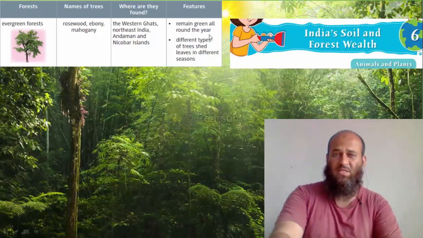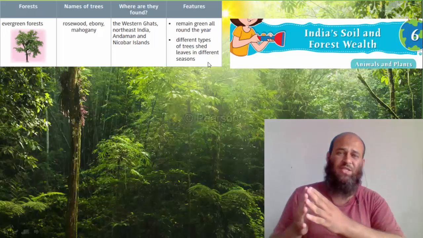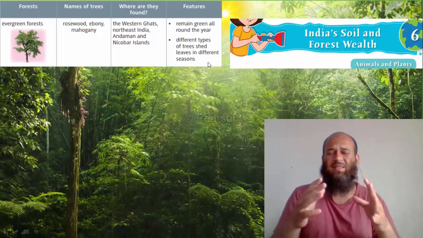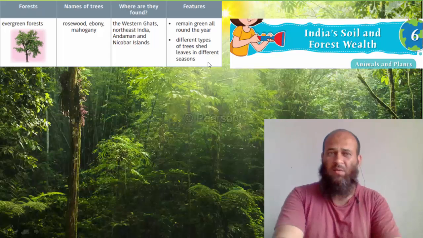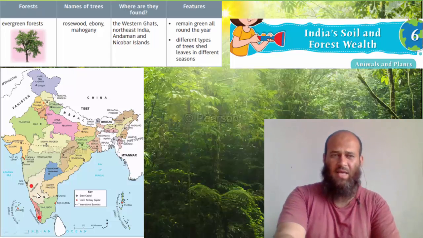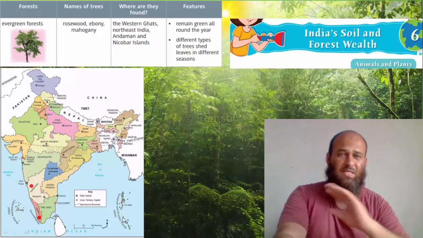Different types of trees shed leaves in different seasons. That's why if one tree sheds the leaves, the other trees are still there. So you don't feel that the trees are shedding their leaves. Rosewood, ebony, mahogany, these are some examples of evergreen forest, and we find them majorly in the Western Ghats, like Kerala, Karnataka, and Andaman and Nicobar Islands. We find these evergreen forests in abundance over there.